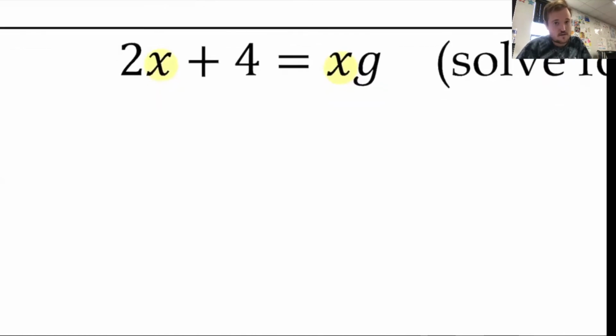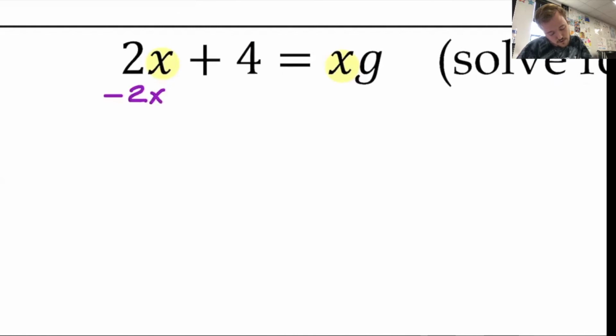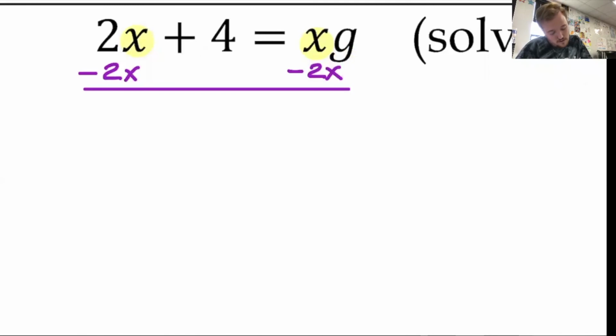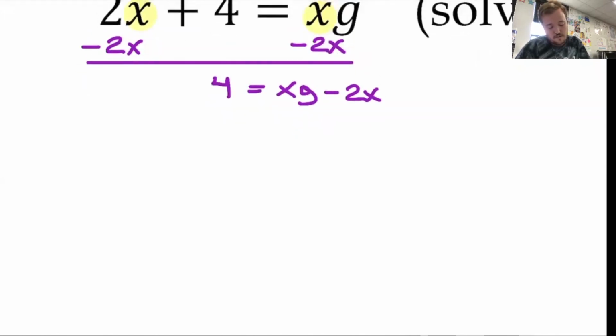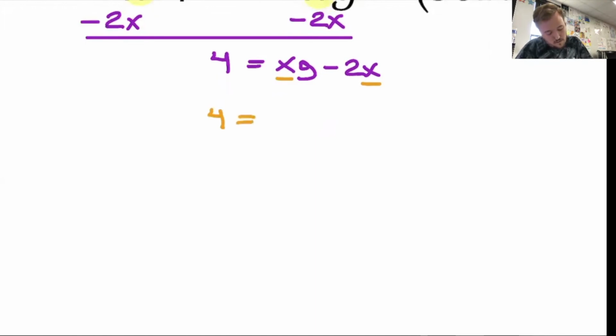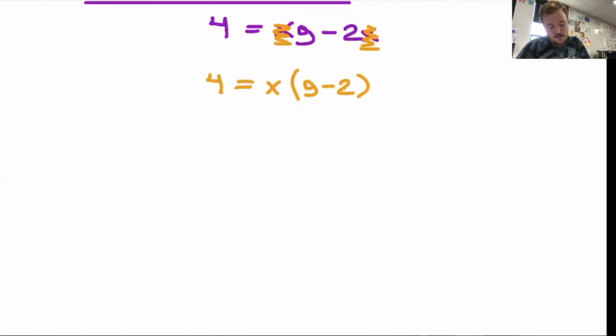So I'm going to move over the 2x. So I'm going to subtract 2x. So that leaves us with 4 equals xg minus 2x. So now this is where I'm going to take out that x value just like before. So it happens in two different places. So I have 4 equals, I want to take out that x. So if I take it away from both terms, I have g minus 2 left. So I still need to get rid of that g minus 2. So I'm going to divide.